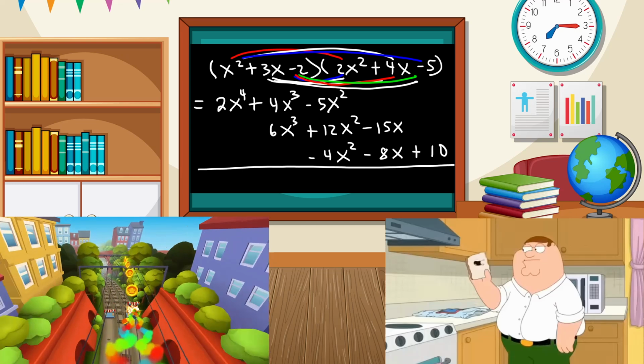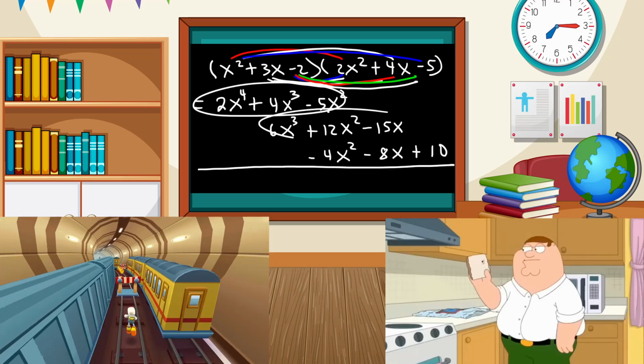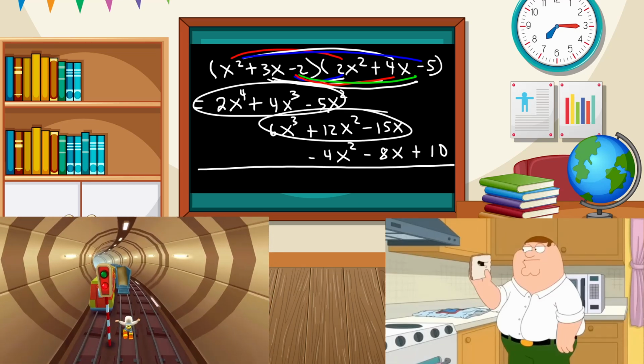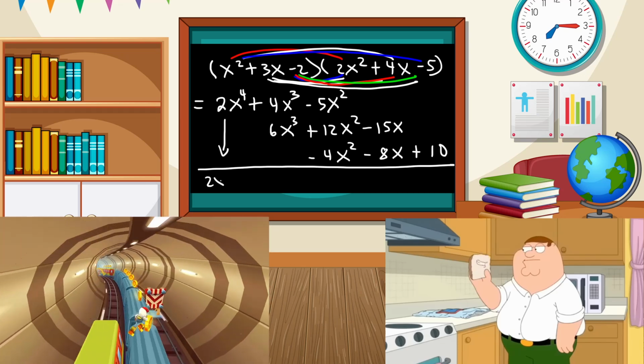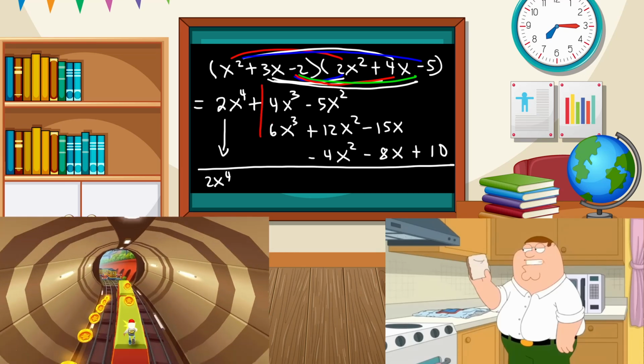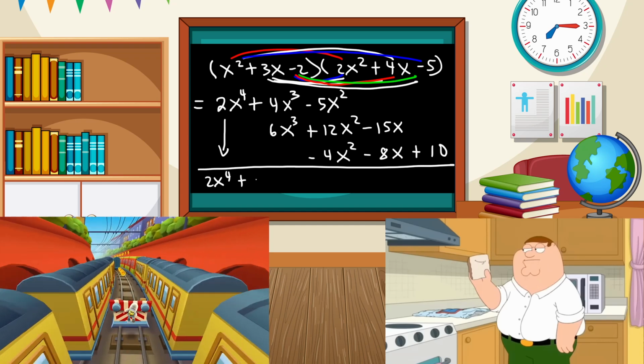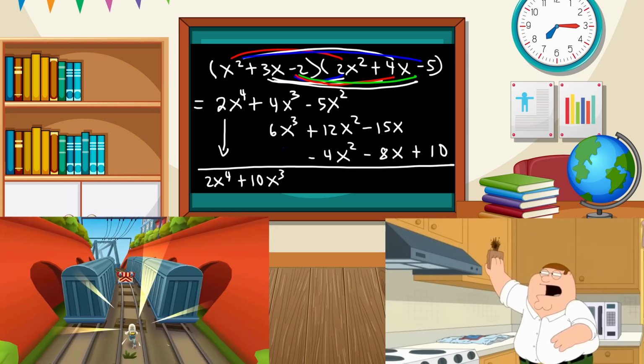So now, let's combine the terms. So we have a total of 9 terms before we combine the terms. So this we can break it down. That's 2x to the 4th, and we can combine these two. 4 plus 6 is 10, so that's going to be 10x cubed, and now we need to add these three.